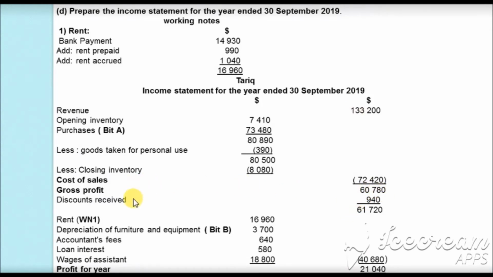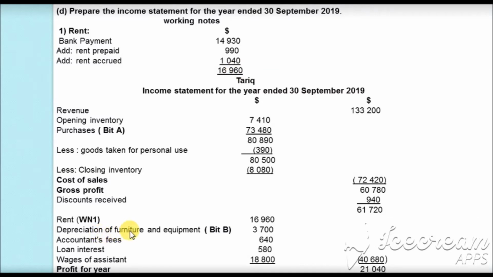To this we will add the discount received, which was given in the information before bit A of the question, and as this is the income or the gain for the business, this is added as $940. We'll get the total as $61,720. From there we have to subtract all the overhead expenses, starting from rent, which was calculated as $16,960.